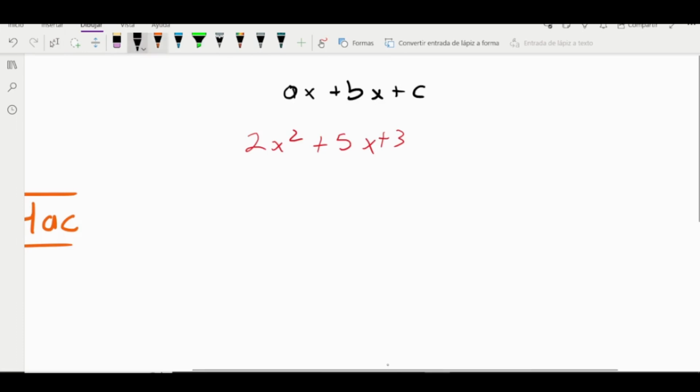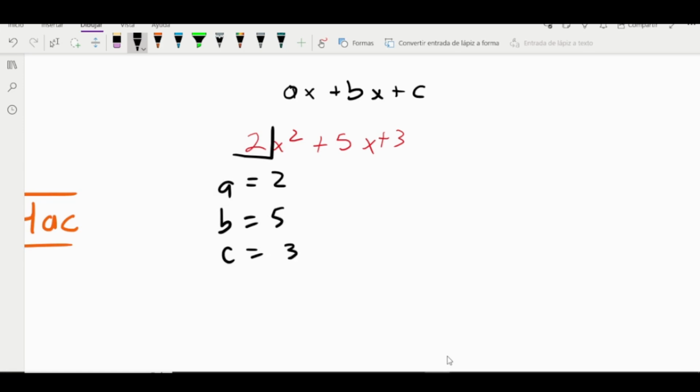Okay, here we have another situation, and the situation is that we have a coefficient in front of the quadratic term different from 1. Here, for example, we have the 2. But in this case, we can also continue applying the quadratic formula. You know what the quadratic formula is right now. Let's put the values here: a equals 2, b equals 5, c equals 3.